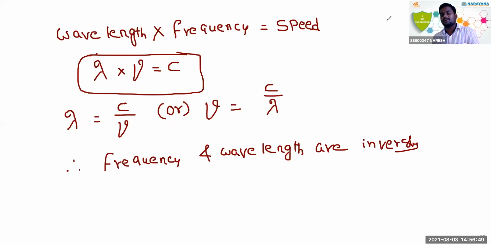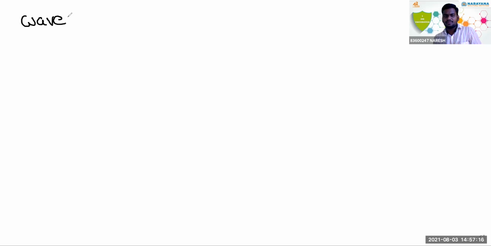Next one, after that, wave number. What is wave number? The number of wavelengths. The next one is wave number. Generally, wave number is denoted by nu bar, correct?